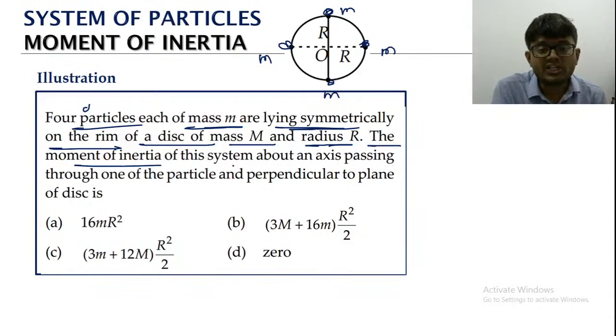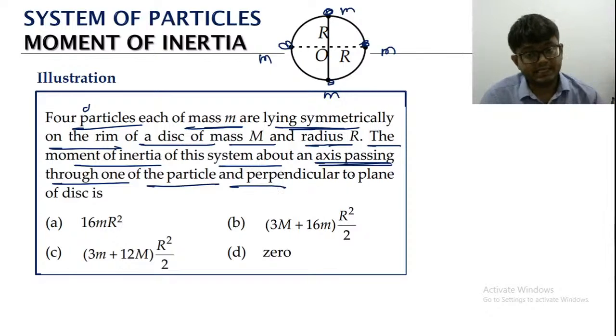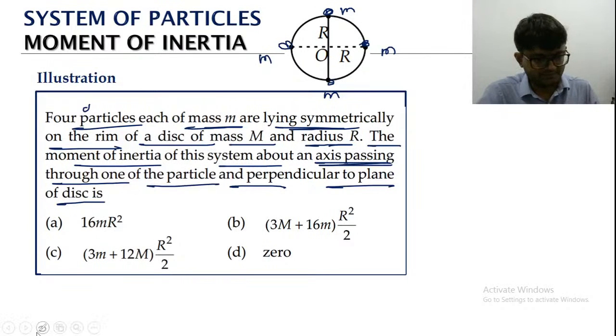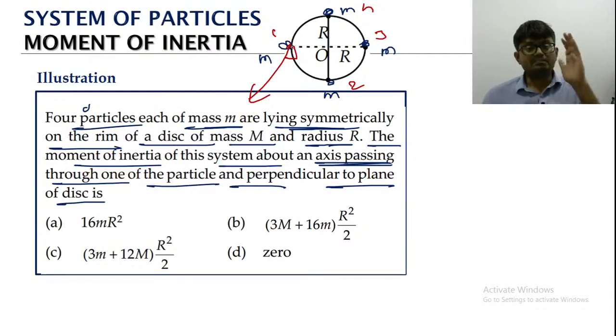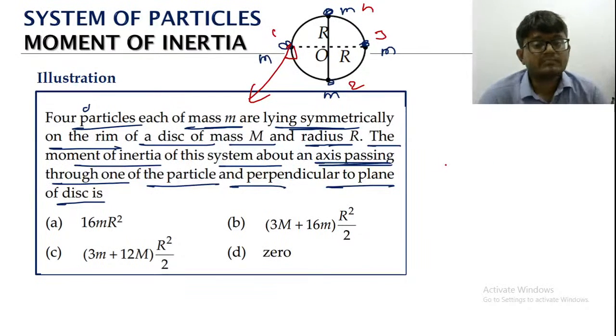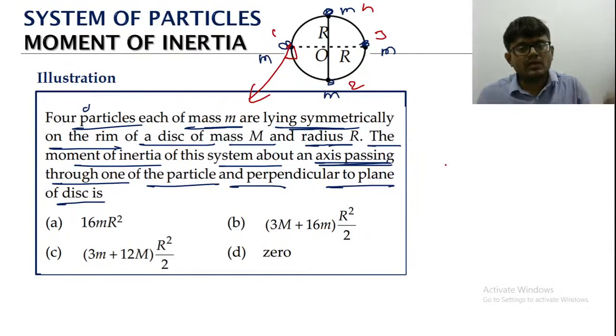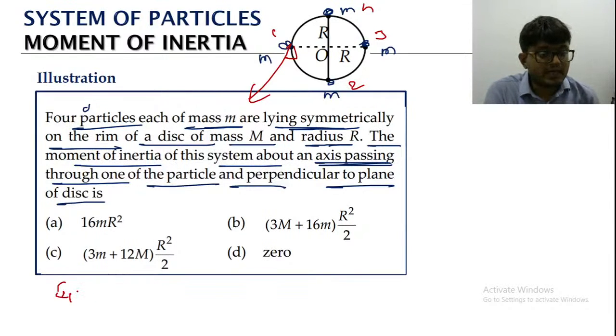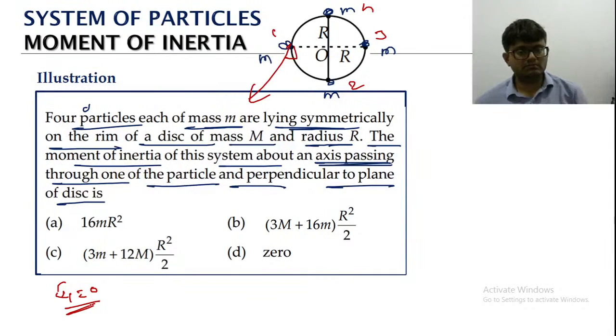The question asks for the moment of inertia of this system about an axis passing through one of the particles and perpendicular to the plane of the disk. So let us call these particles 1, 2, 3, 4. We have to separately find the moment of inertia of the disk about the axis and of the 4 particles. For particle 1, which is on the axis, the moment of inertia is 0.